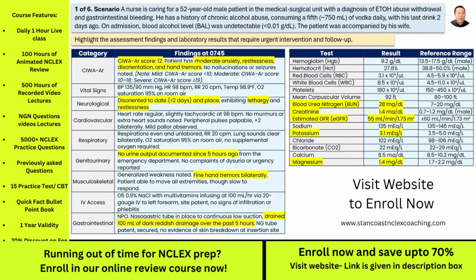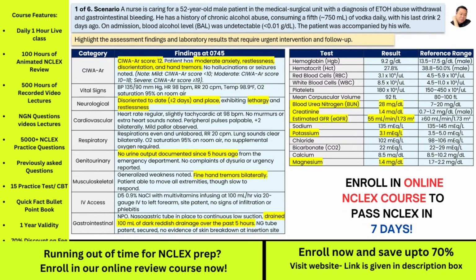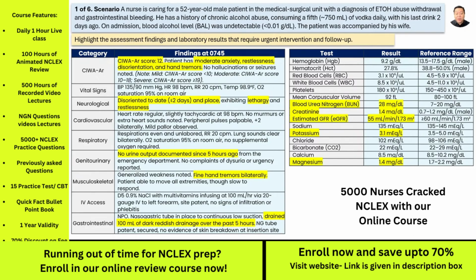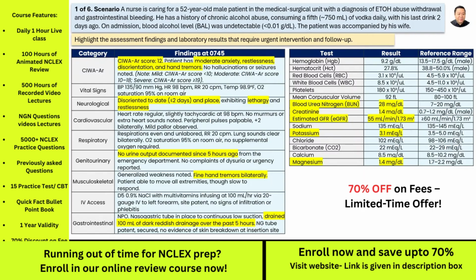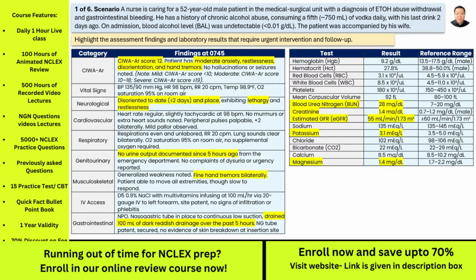We also have the red blood cells of 3.1 million per microliter. This is also a low red blood cell count. However, this is not an assessment finding that requires urgent action, and we need to keep an eye on this one though. Now, what else do we have? There's that white blood cell count of 8.5. This is within the normal range, and there's no indication of infection. So we're not going to be concerned too much about this.